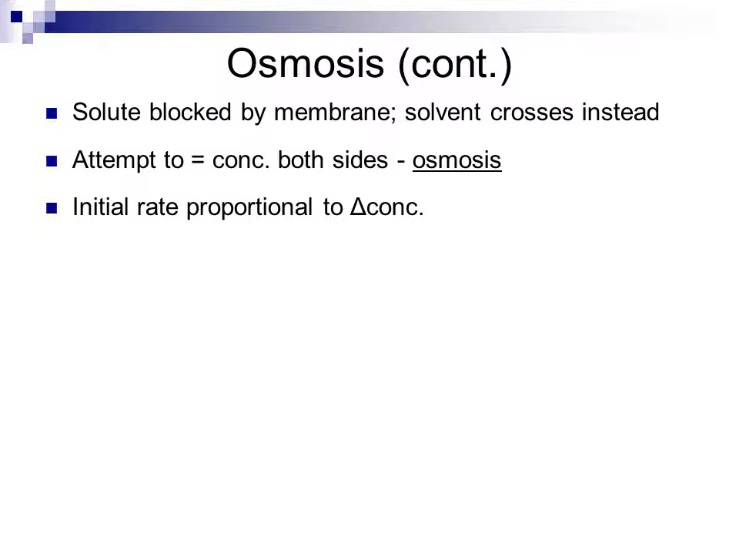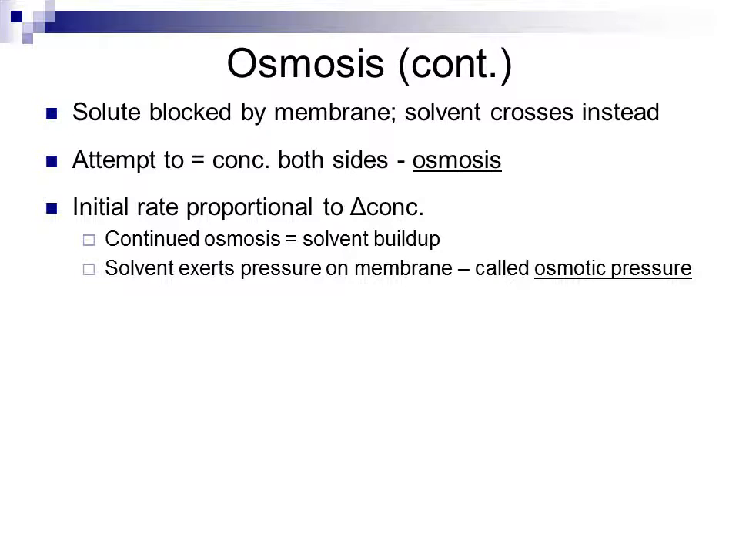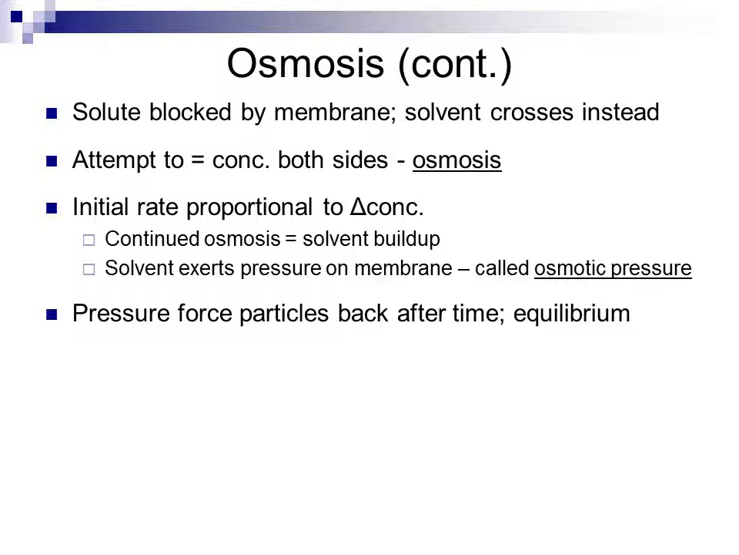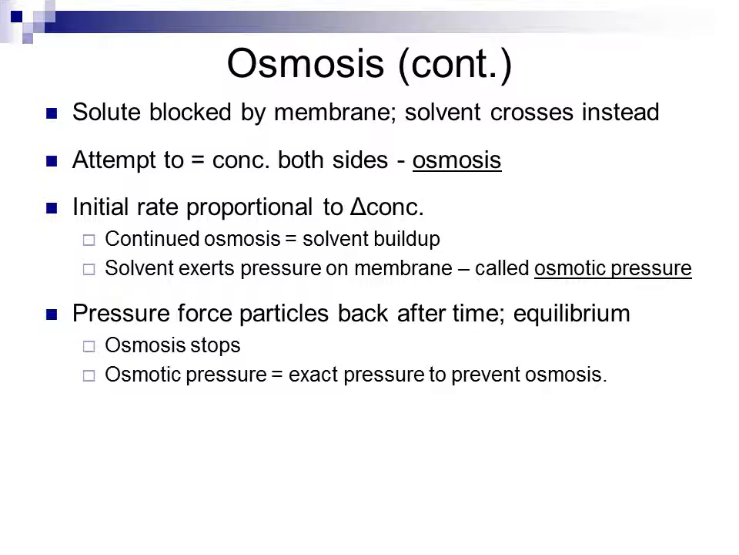Initially, the rate of the osmosis will be proportional to the difference in concentration on either side of the membrane. As osmosis continues, solvent builds up on the side of the membrane to which the solvent is moving. Eventually, that solvent will exert a pressure on the membrane, which is called osmotic pressure. The pressure forces particles back across the membrane over time, and eventually the flow of particles back and forth across the membrane will reach a point at which there is an equilibrium in concentration on both sides. At this point, osmosis will stop. So we can refer to osmotic pressure then as being the exact pressure that is needed to prevent osmosis from occurring.